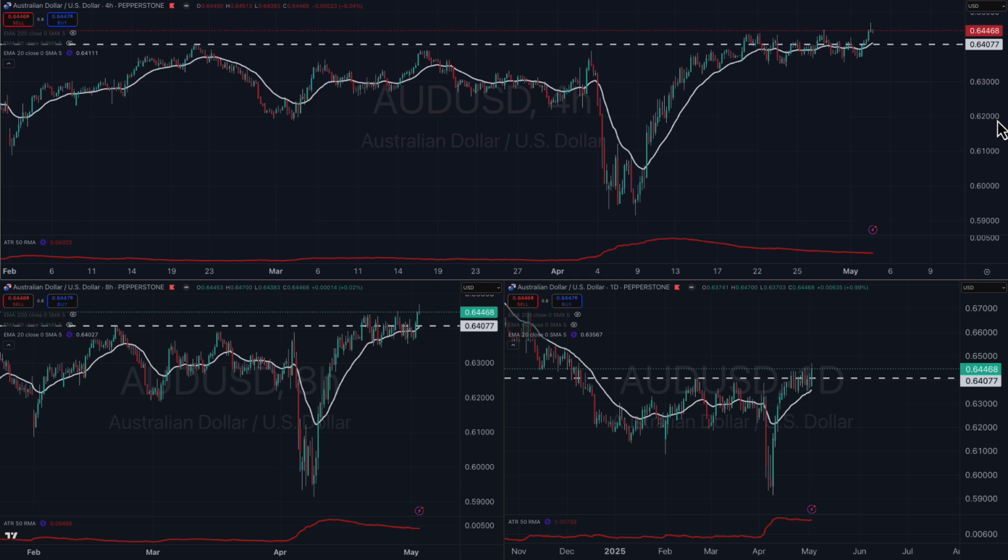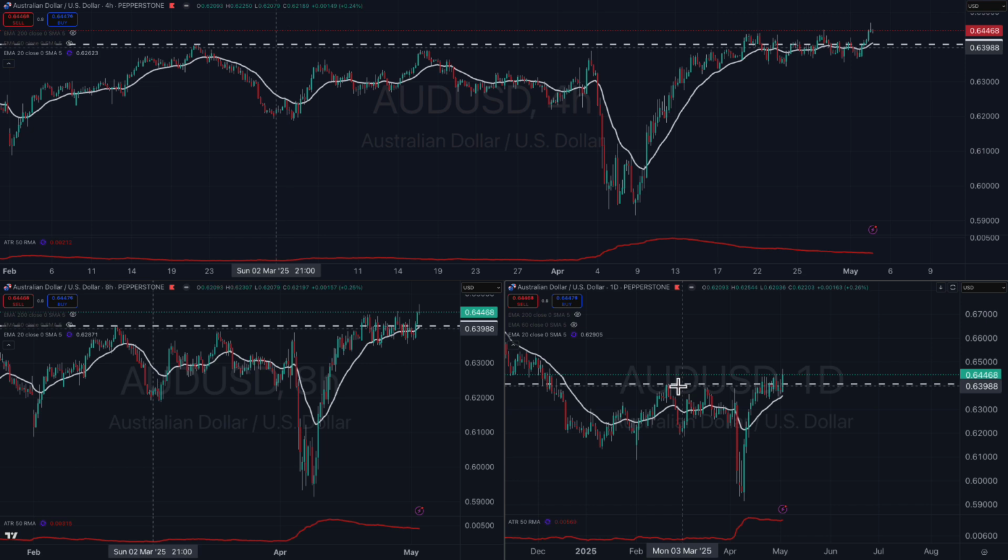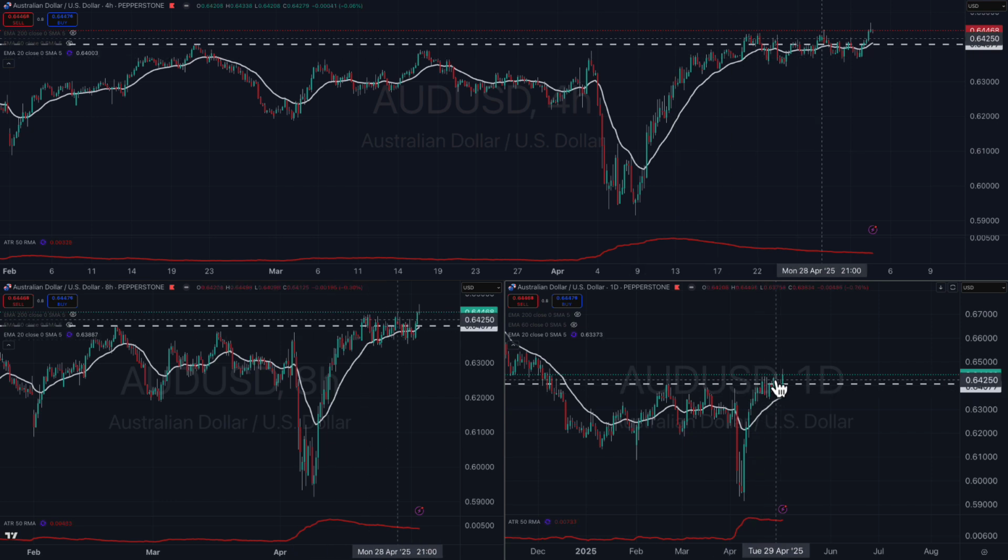Okay, so with that being said, let's start off by taking a look at the Aussie dollar. Now, the Aussie dollar here has been interacting with this resistance level that you can see on the daily chart at the 0.6405. So it's been back and forth around that level.